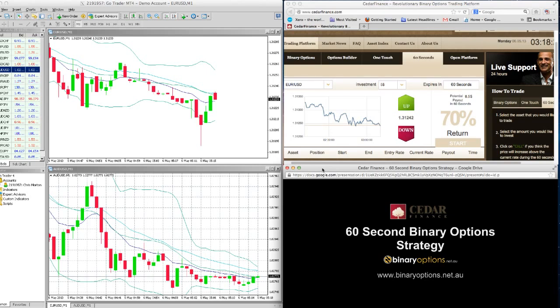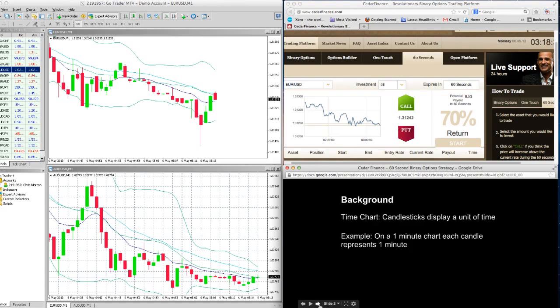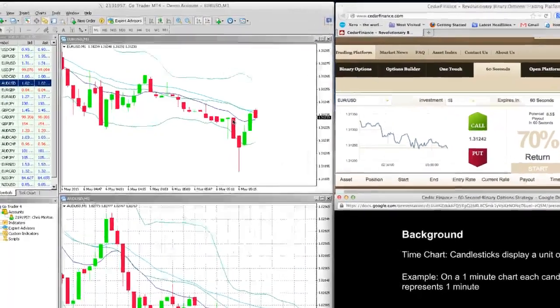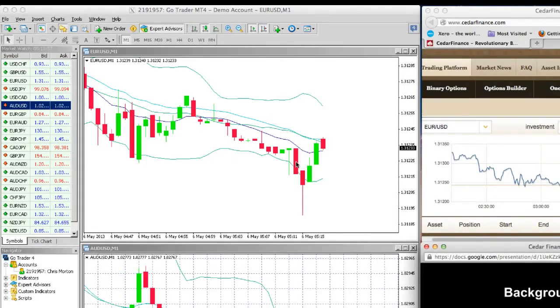Okay, so a bit of background is you need to know the time chart. The candlesticks need to be displaying a unit of time, and in this particular one we're trading 60 seconds, so each candle on these time charts is representing 1 minute of time, the red being a bearish movement and the green being a bullish movement.